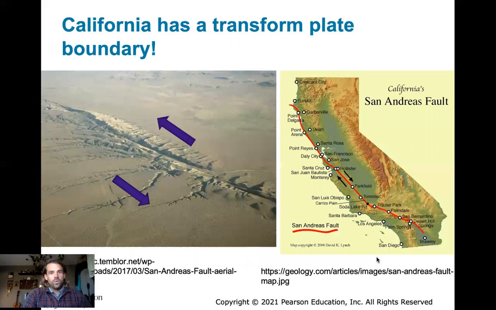Okay, so we in Southern California have a transform plate boundary right outside our doorstep. This is the San Andreas Fault, and it runs the entirety or at least the vast majority of our state. Okay, and you can see this from the air, and these plates are actually moving side to side to each other and create a lot of the earthquakes that we're all somewhat familiar with if you've been a long-term resident.